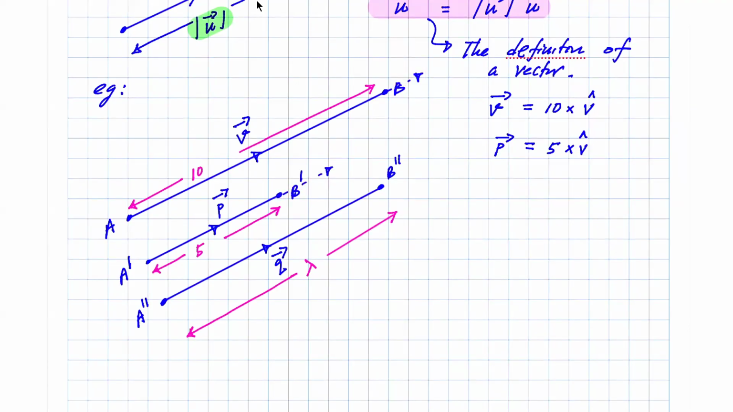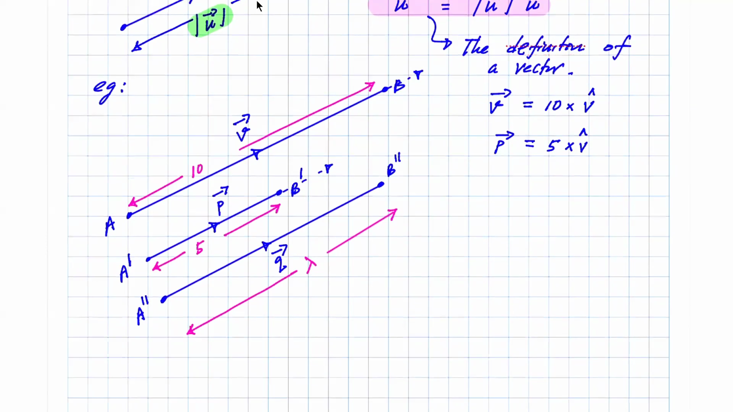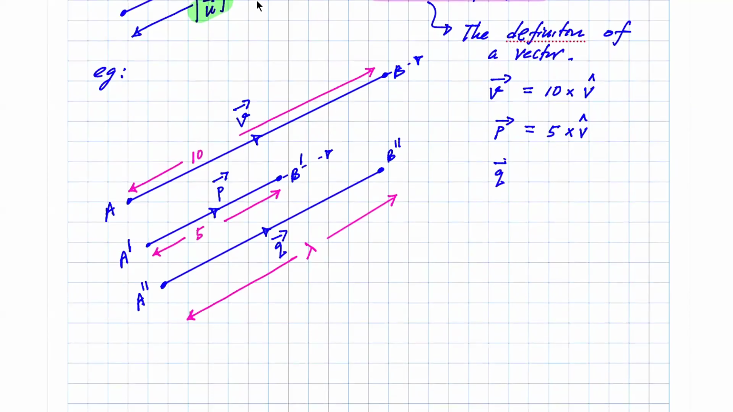Okay, so now the next one, Q vector. The direction is going to be the same. What about the magnitude? The magnitude is lambda. Now we are introducing a variable, a parameter as we call it. Lambda times, again, the direction V hat. So Q vector is lambda V hat.